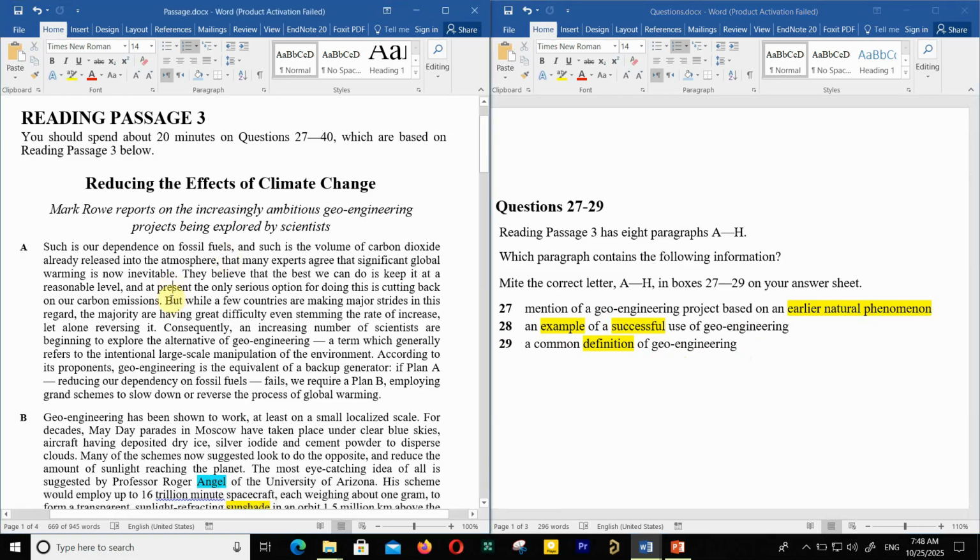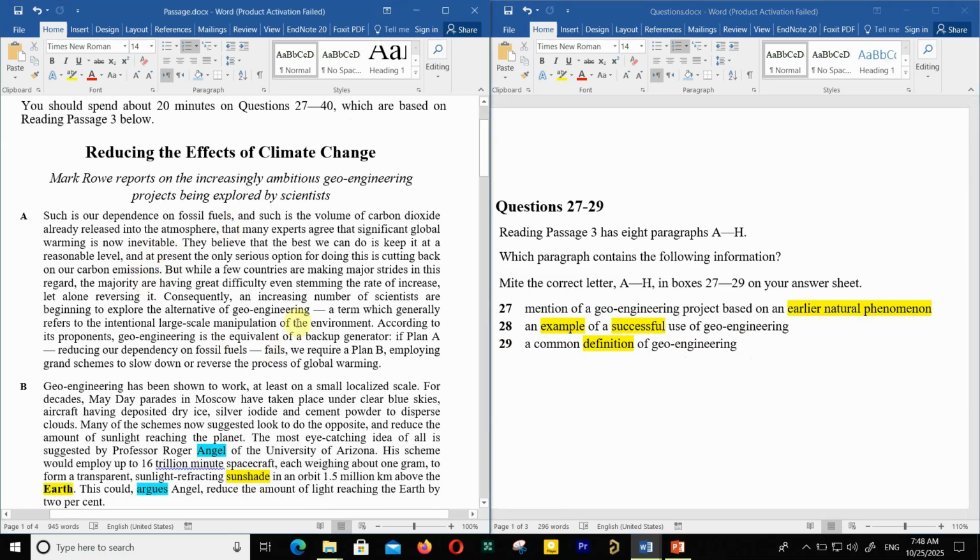But where to look? This is something that I told you. They're going to use a dash to define a new term like geoengineering. So in this way, you can find it very easily. Alternative of geoengineering, a term which generally refers to the intentional large-scale manipulation of the environment. This is the answer for this one. So for 29, you had to write paragraph A for the answer in your answer sheet.